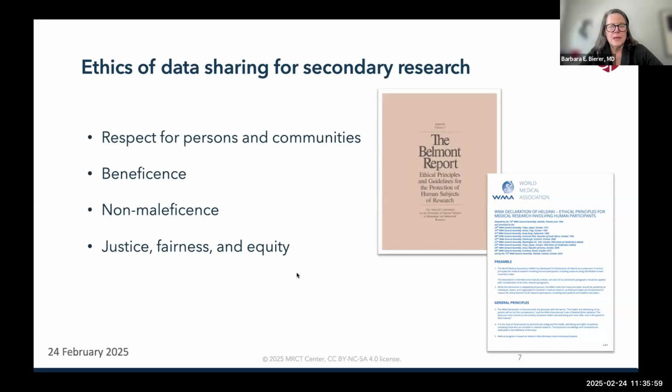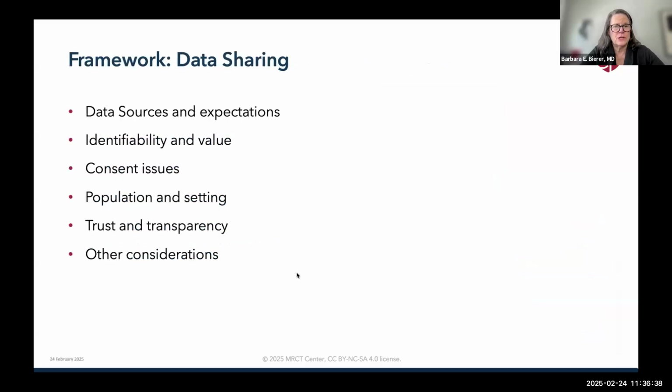but I really think it's grounded in the same essential ethical principles that we have lived with since the Belmont Report and now reaffirmed in the Declaration of Helsinki. There's respect for persons and communities, beneficence, the intention is to do good and not to do bad, non-maleficence, justice, fairness, and equity. Again, you're all familiar with these, but I do think it's important to remember that this is the framework from which we are emanating the framework for data sharing.